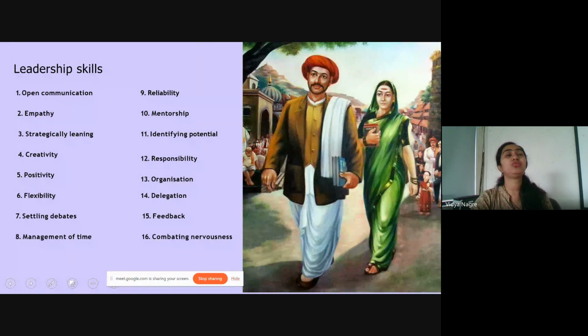So in this way, you should have a positive approach, looking at everything that comes forth as a leader. A very important skill of a leader is flexibility. You should be adaptable to every situation that comes forth. Many times there will be some last minute changes. It may happen that a certain situation comes and you have to stand and handle that.